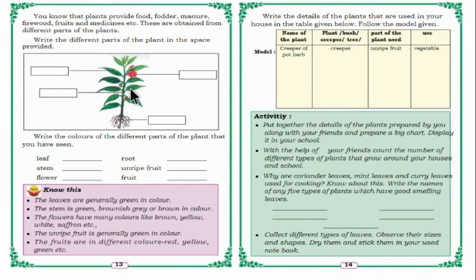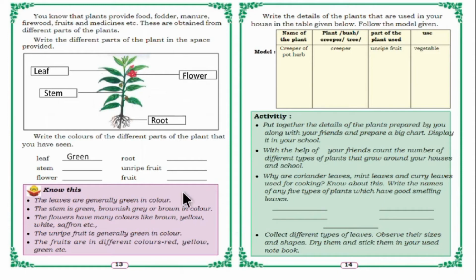Here you can see the plant, and this is leaf. So this is leaf, stem, flower, root. And now write the colors of the different parts of the plant that you have seen.